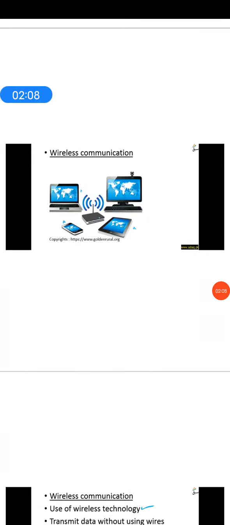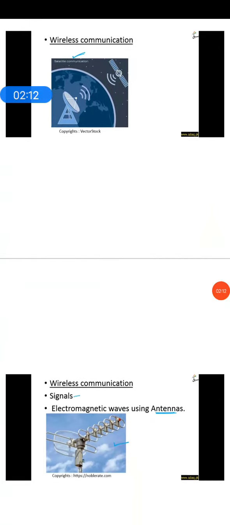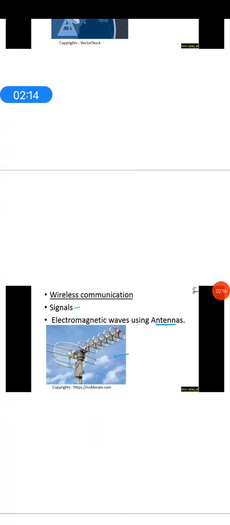Now the question arises: how are these electromagnetic waves generated? These electromagnetic waves are generated by antennas. Each and every device that is transmitting data wirelessly consists of an antenna. What is an antenna? An antenna is a metallic conductor system capable of radiating and capturing electromagnetic energy.